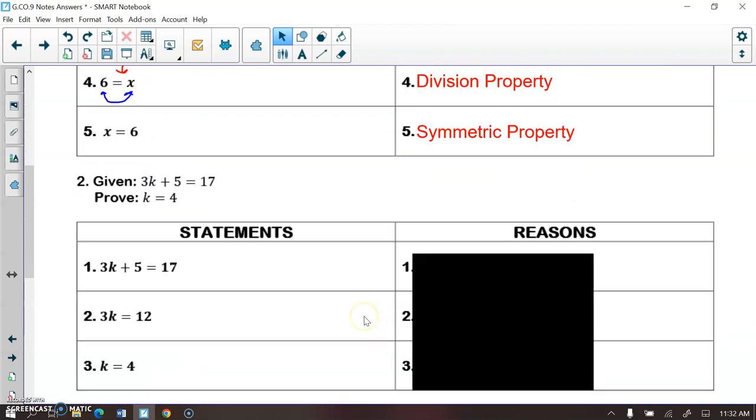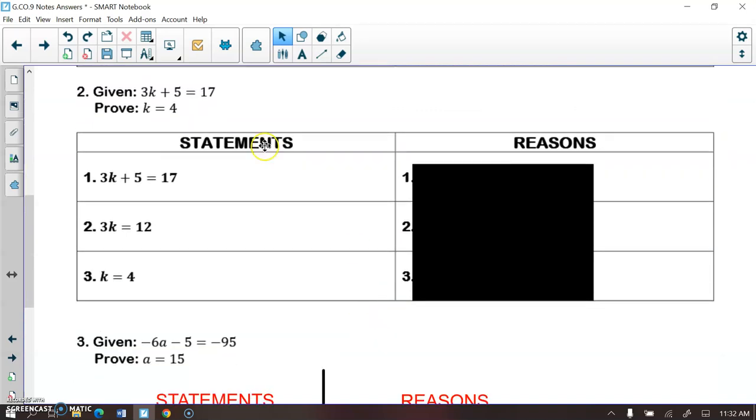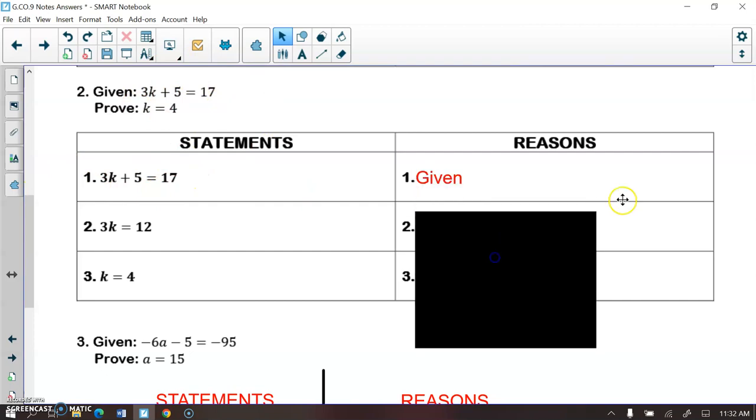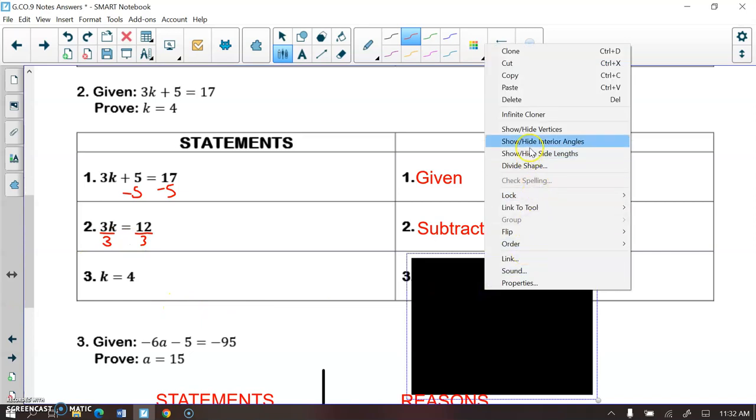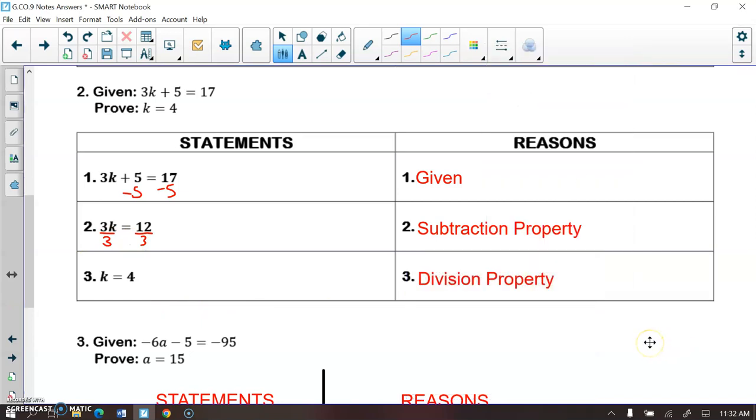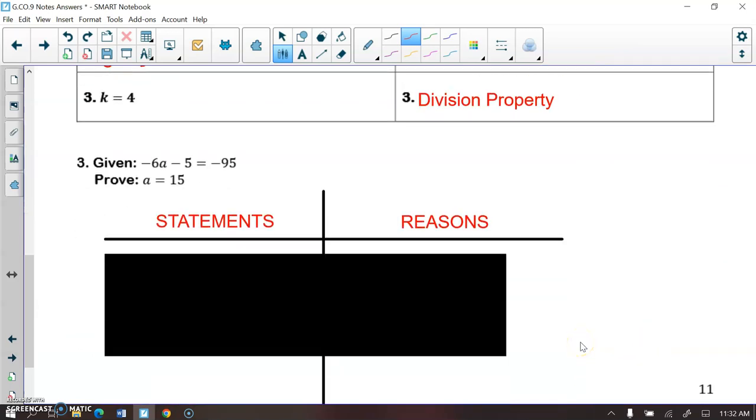All right, number 2, same thing. This is a 3-step proof. We start with our given, so that's exactly what we're starting with. And then what happened from step 1 to step 2, it looks like I subtracted 5 from both sides to get to step 2, and that is just the subtraction property. And then lastly, from step 2 to step 3, it looks like I divided by 3 on both sides to get k is equal to 4. So that was the division property. And that is it. Now let's write our own one.